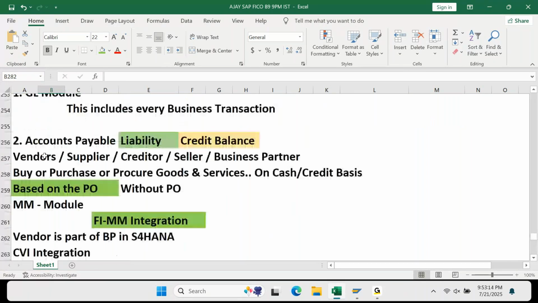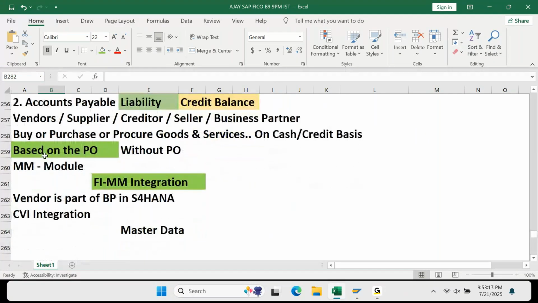Now I'm talking about vendor. So far we talked about our bank account. If you don't have a bank account, how can you make a bank payment? Not possible, right? So that is why we talked about bank accounting. Is bank accounting important before you get into AP or not? Yes, it's important.